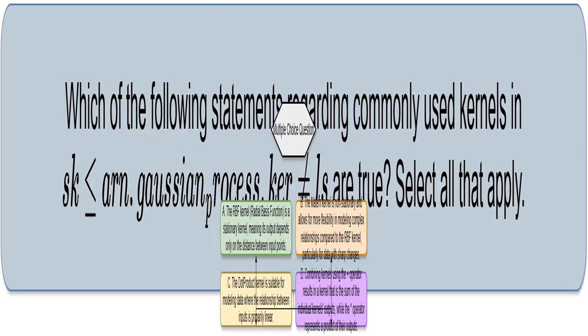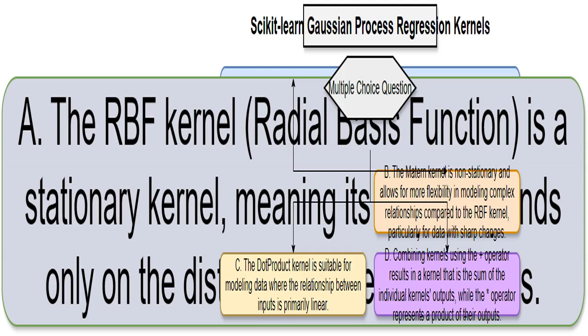This is a multiple-choice question testing your knowledge of Gaussian process kernels within the scikit-learn library. You'll need to identify which statements accurately describe the behavior and properties of these kernels. Let's see how well you know these kernels. The radial basis function, RBF, kernel is a popular choice because its output depends solely on the distance between data points. This stationary property means it's ideal for modeling data where relationships are consistent regardless of location in the input space. Think of it as measuring similarity based only on how far apart points are.